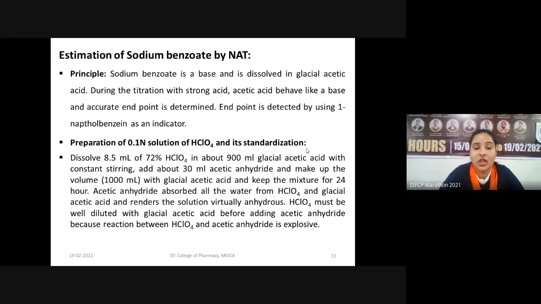One important point which must be kept in mind is that before the addition of acetic anhydride, the sample of perchloric acid must be diluted with glacial acetic acid, because the direct reaction of perchloric acid with acetic anhydride can be very explosive. To avoid that explosive reaction, first of all, the perchloric acid solution should be diluted with glacial acetic acid, and then the addition of acetic anhydride must be done.